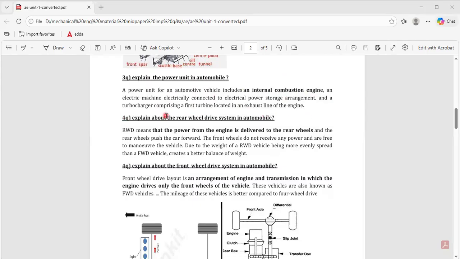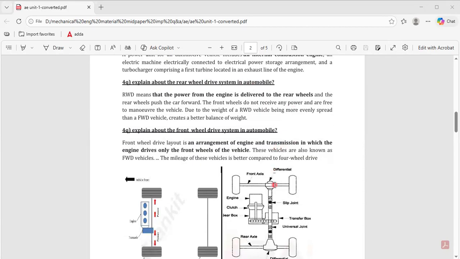So the turbocharger is going to heat the incoming air. It is compressing, with the first turbine collected in the exhaust line of the engine. So some turbine is used in the starting only. So that is what turbochargers are used for, preheating.